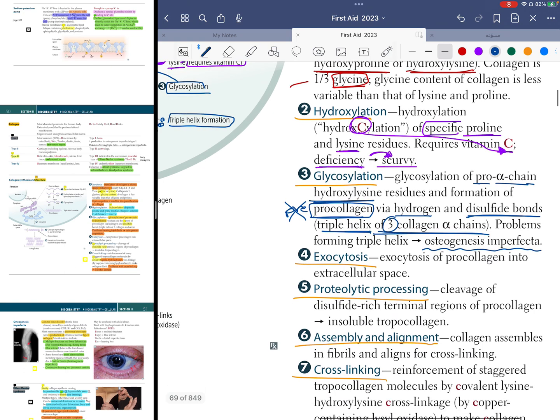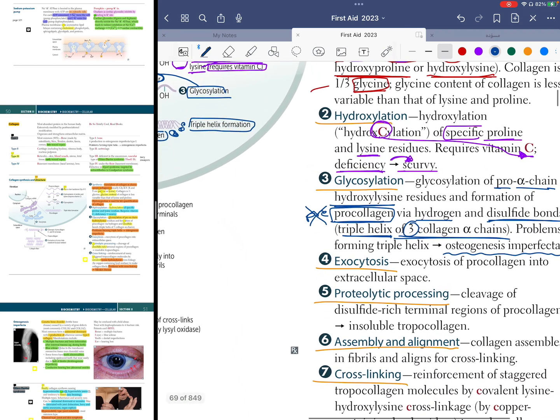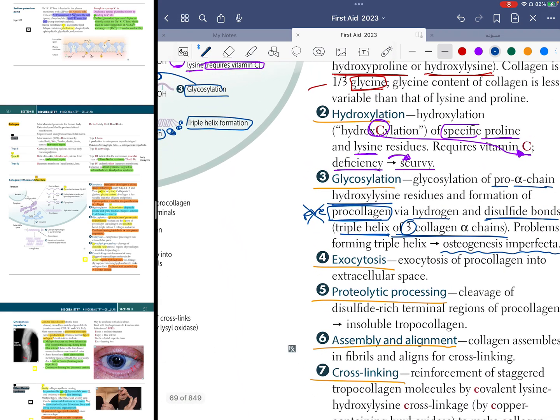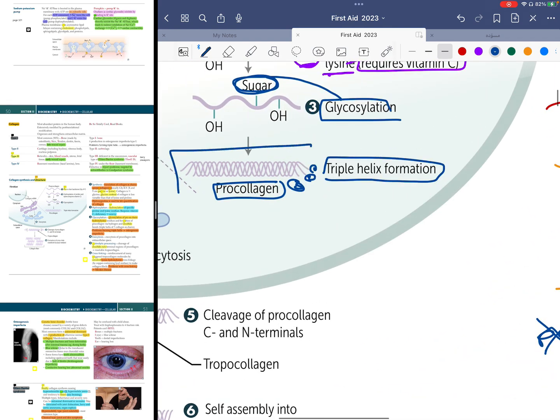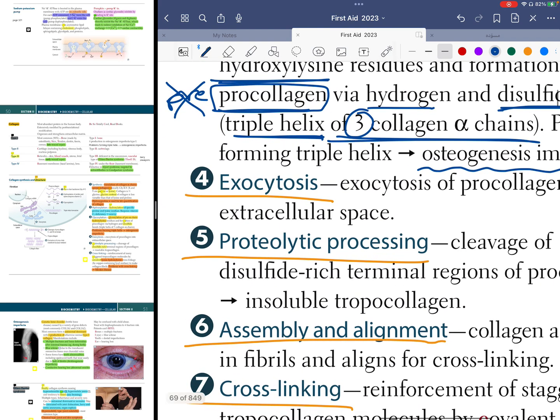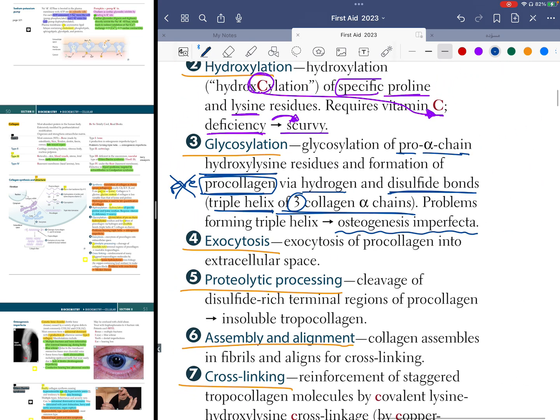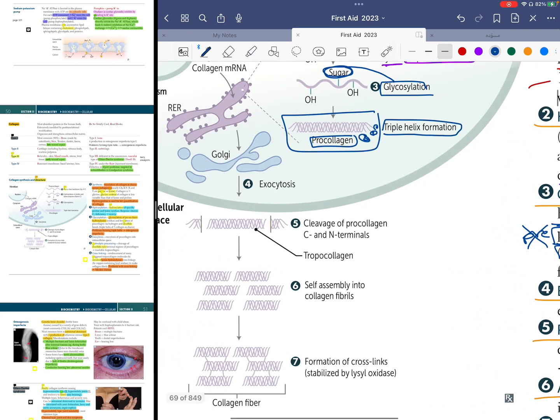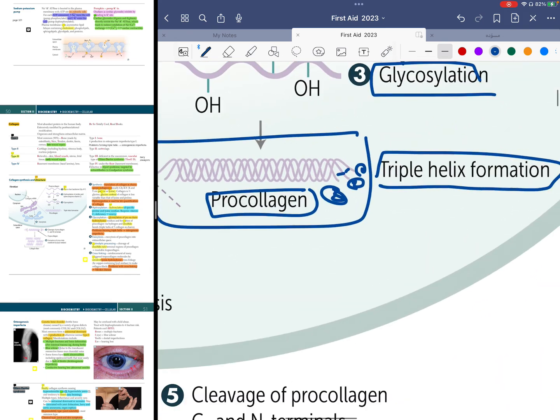The procollagen is the glycosylation of pro-alpha chain hydroxylysine and formation of procollagen. How do we make this end product? By creating new bonds. These new bonds form the triple helix of 3 chains. They are the hydrogen bonds and disulfide bonds. So two kinds of new bonds are forming, the hydrogen and disulfide bonds, and they are the ones creating the triple helix. So we're bonding these three strands together.